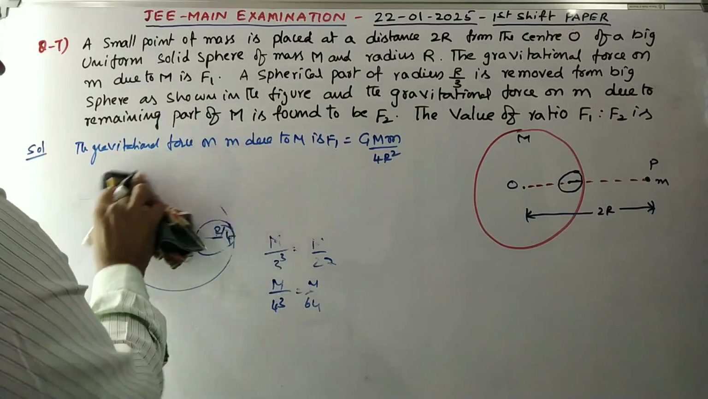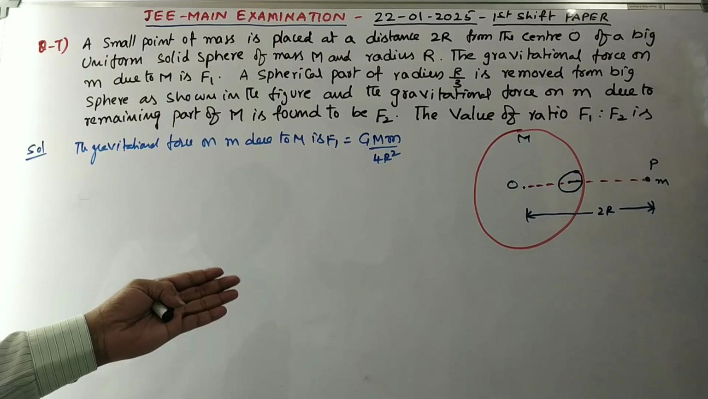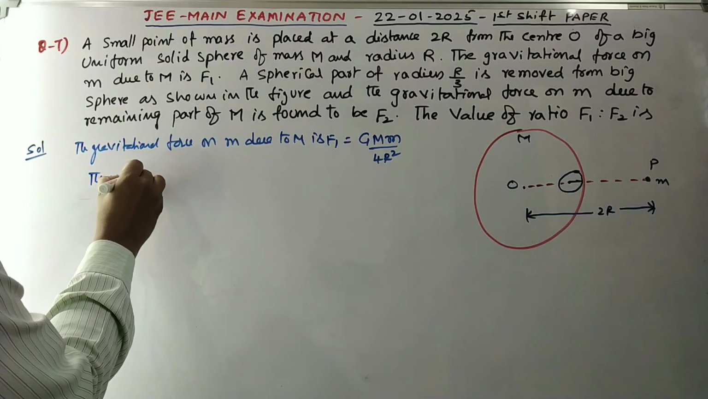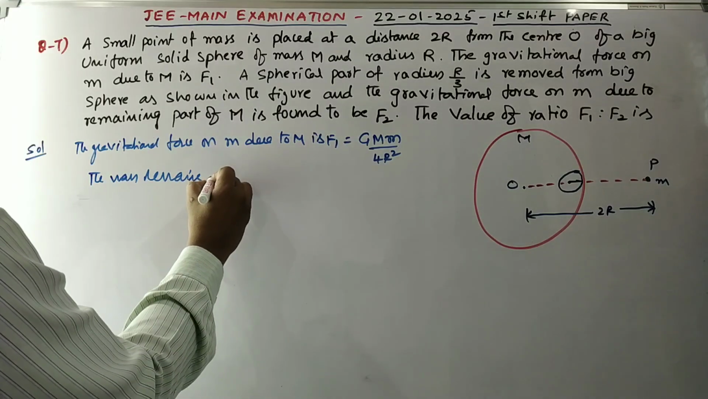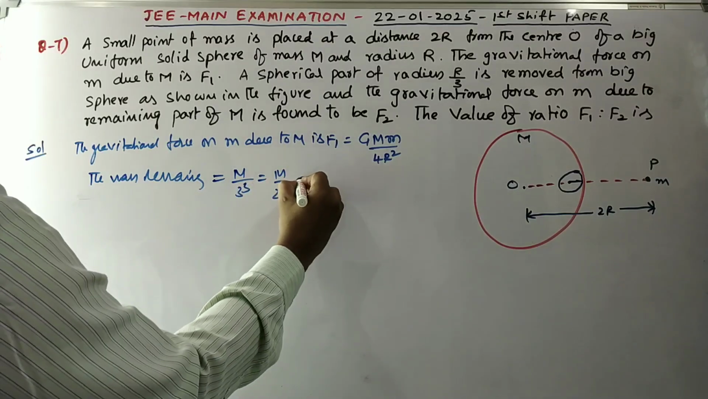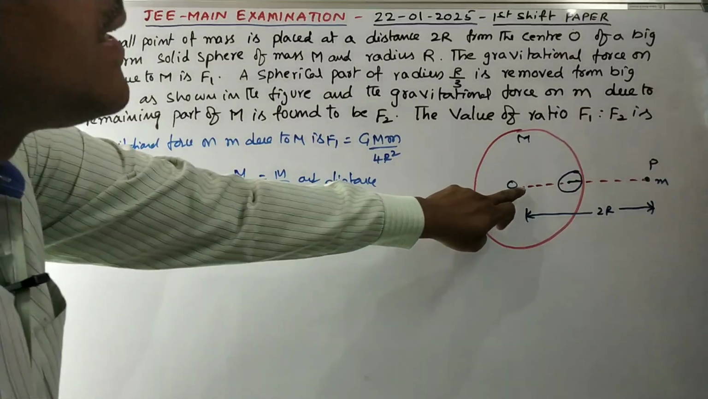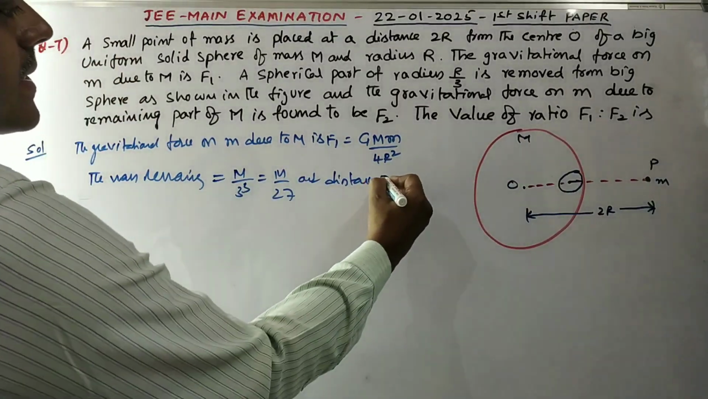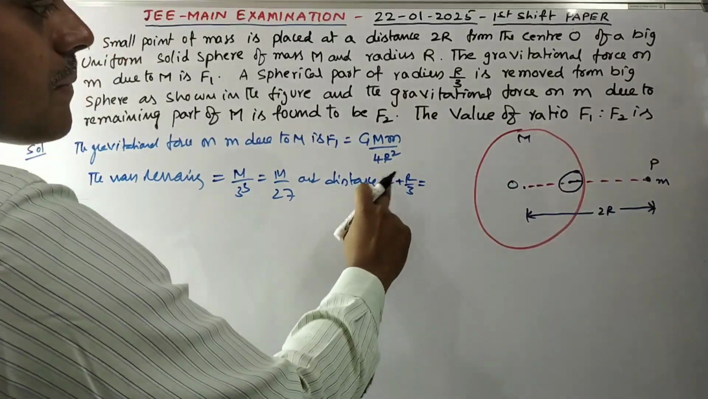Similarly the distance also changes. After detaching the r by 3 radius, the mass remaining is M by 3 cube, that means M by 27, and the distance of the center of mass of the detached part from the point mass m is r plus r by 3. If r by 4 radius were detached, it would be r plus r by 4.